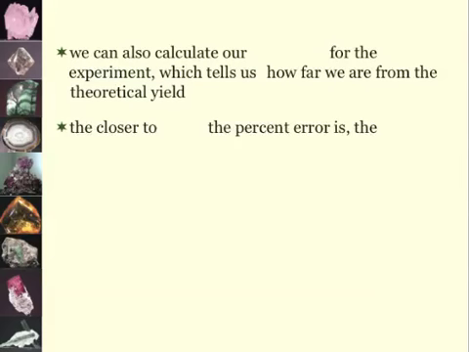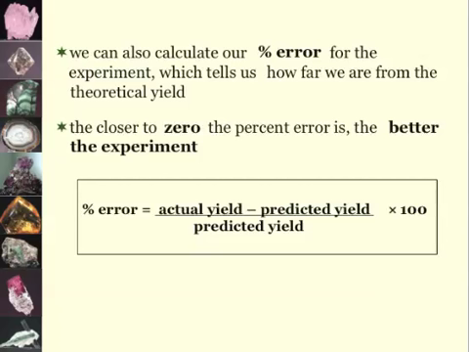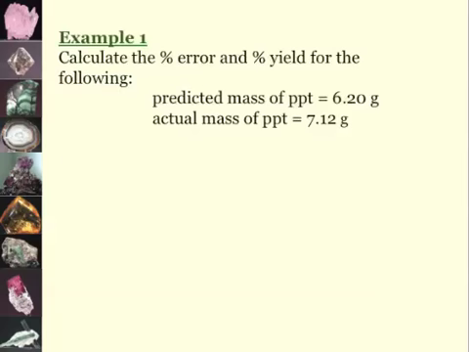We can also calculate our percent error for the experiment, which tells us how far we are away from the theoretical yield. The closer to 0 this percent is, the better the experiment was. To calculate this, the percent error is the actual yield minus the predicted yield, divided by the predicted yield, times 100. So if your actual yield is less than the predicted yield, you should be getting a negative number.